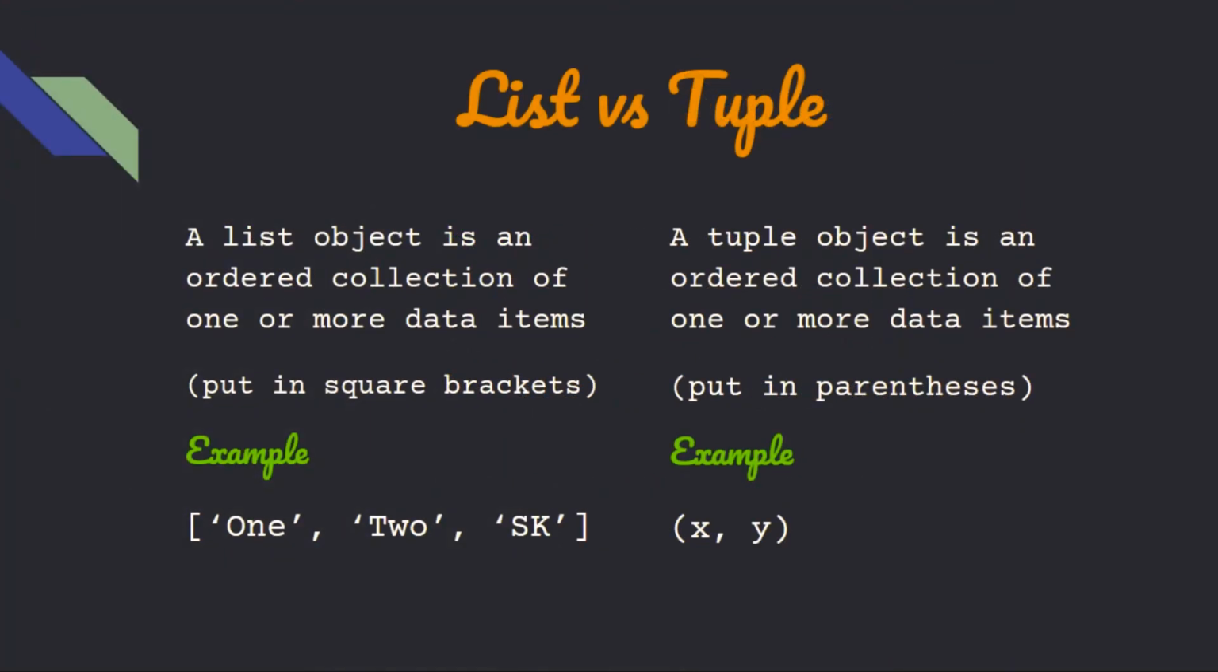Now what are lists and tuples? A list object is an ordered collection of one or more data items put in square brackets, but tuples are objects of ordered collections of one or more data items put in parentheses. So the main difference between lists and tuples is that lists are put in square brackets and tuples are put in parentheses.